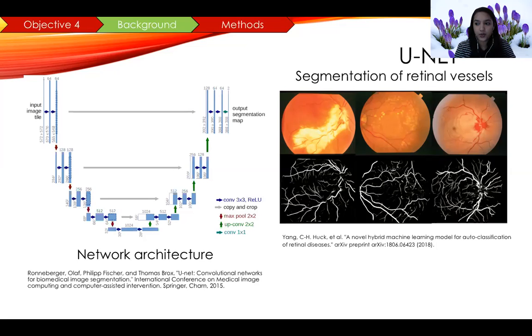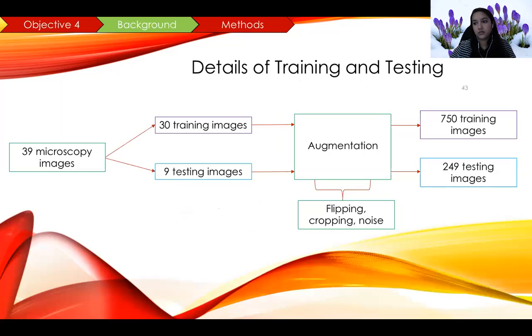Variations of the original UNet have shown great success on segmentation of blood vessels in fundus images, which again are images of the retina. We use one such implementation of the UNet to train and test using our lymphatic images, as they also contain vasculature. So we have 39 microscopy images in total. These original 39 images were split into 30 training and 9 test.